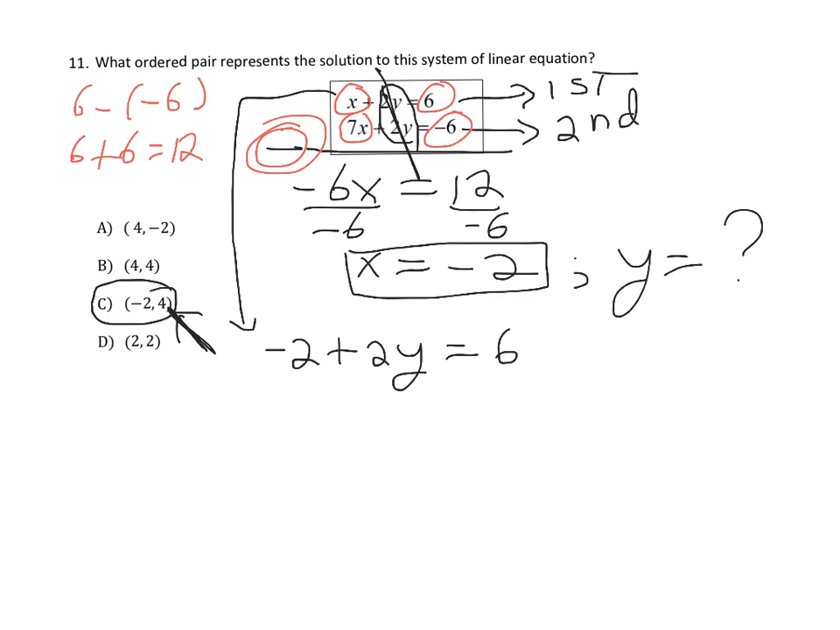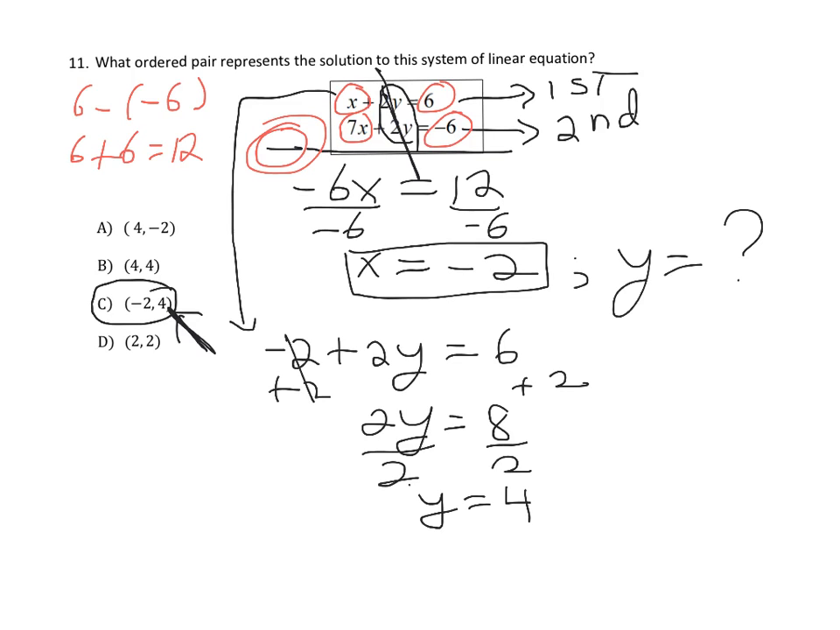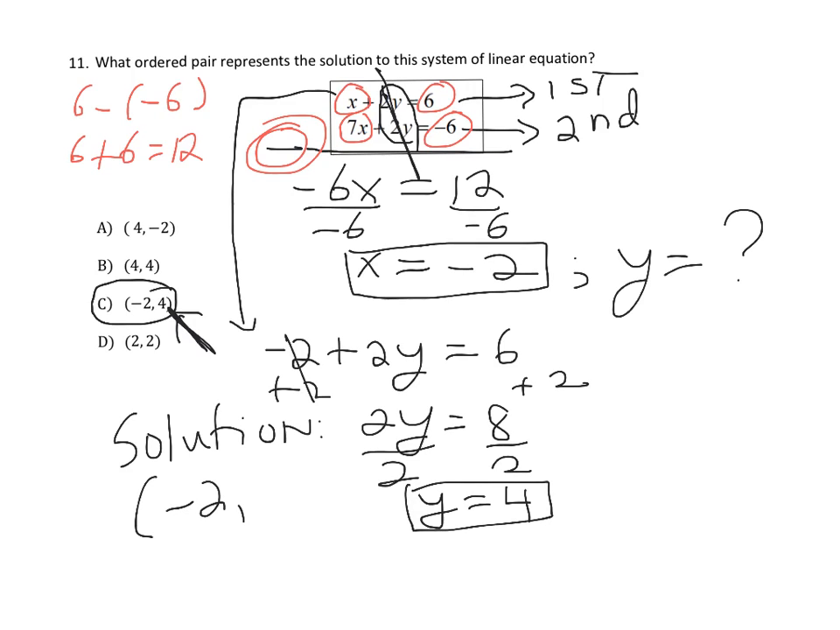So now we will add 2 to both sides, and that will cancel. You have 2y on the left hand side equals 8. 6 plus 2, divide both sides by 2, y equals 4. So we have our solution, which is -2, 4, and sure enough, the choice that we chose earlier, the answer C, is correct.